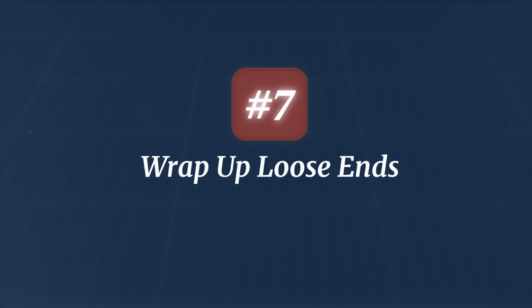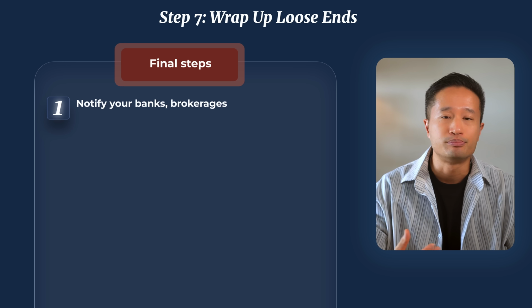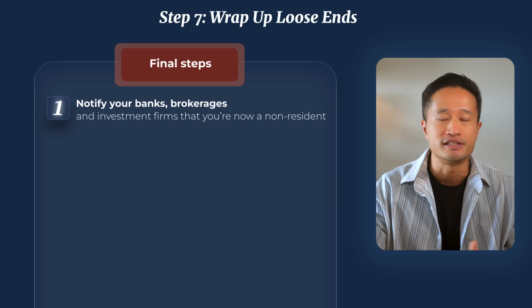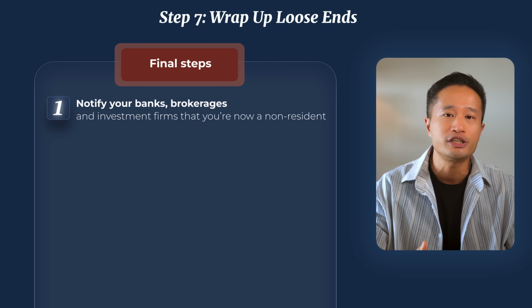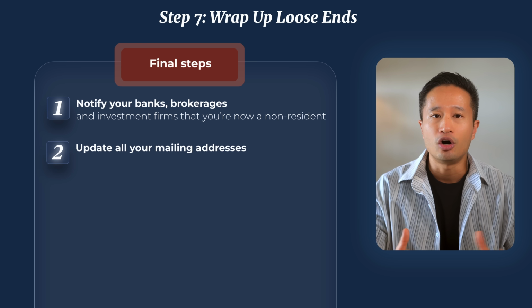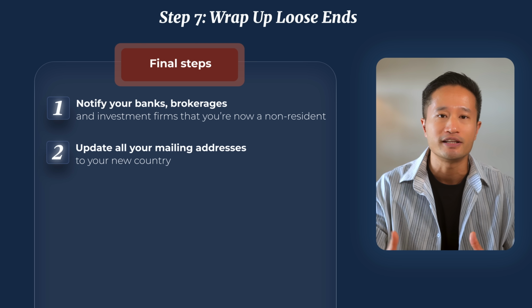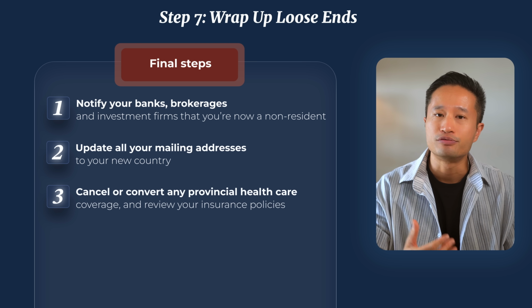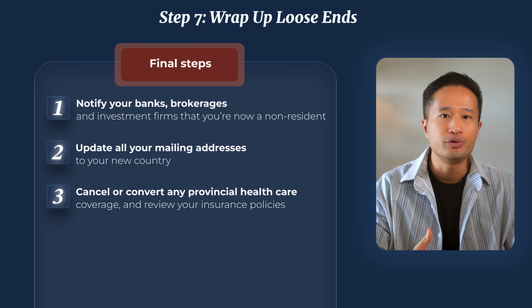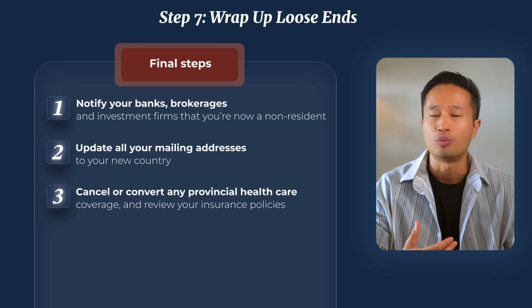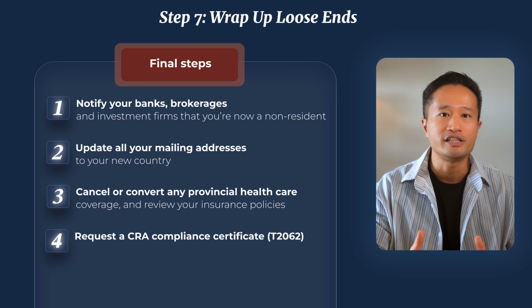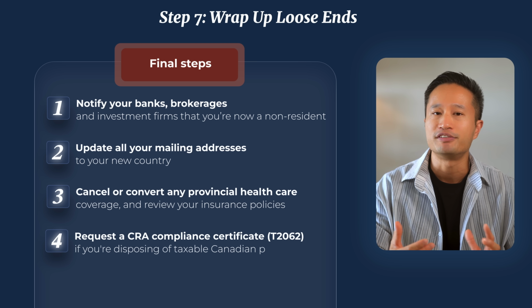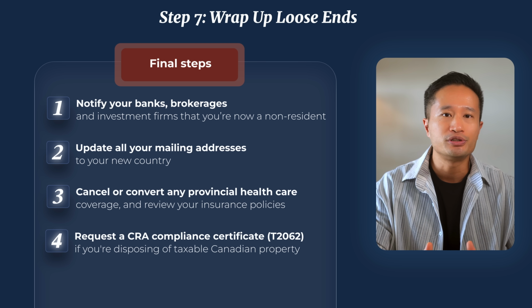And step number 7 is to wrap up loose ends. To fully close the chapter with Canada, there are still a few final but important things to handle. You have to notify your banks, brokerages, and investment firms that you're now a non-resident. This affects how they report your income and which withholding taxes apply. Update all your mailing addresses to your new country so nothing slips through the cracks. And cancel or convert any provincial health coverage, and review your insurance policies. Many don't work once you've left the country. You can also request a CRA compliance certificate called a T2062 if you're disposing of taxable Canadian property, though it's optional in most cases.